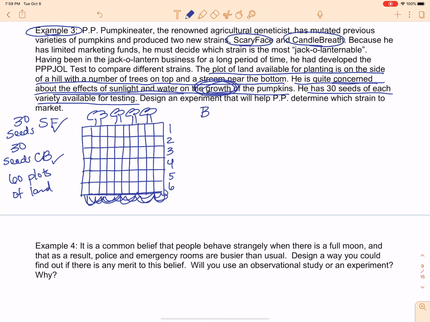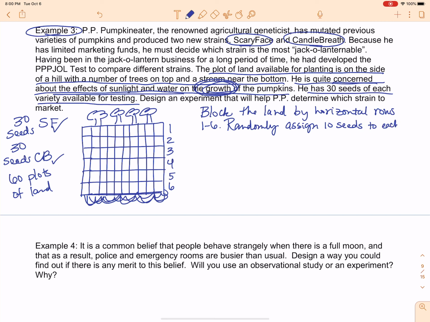Well, the first thing I'm going to do is talk about blocking. So I am going to block the land by horizontal rows 1 through 6. And you could have used letters A, B, C, D, E, F. That would have been totally fine. And then I am going to randomly, don't forget the randomness has to occur. And how is that going to occur? Just like this. Let me show you. So I'm going to randomly assign 10 seeds to each row. In other words, to each block.